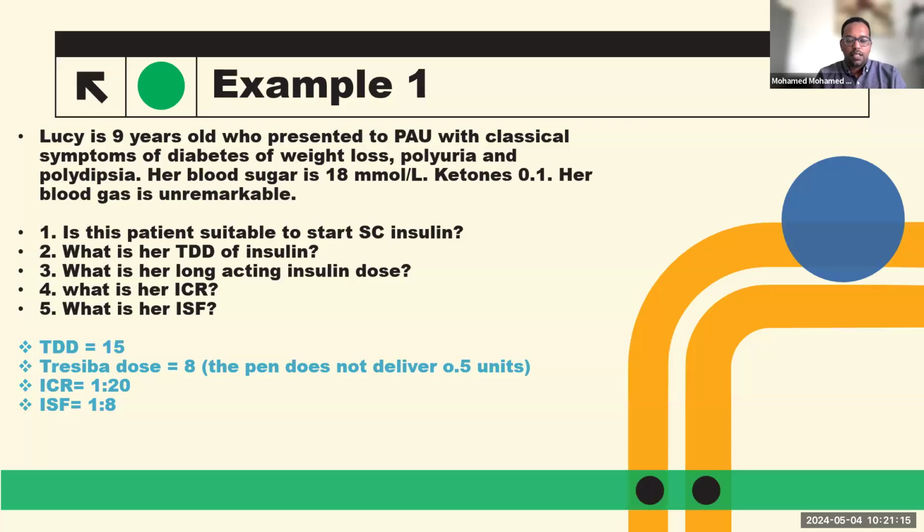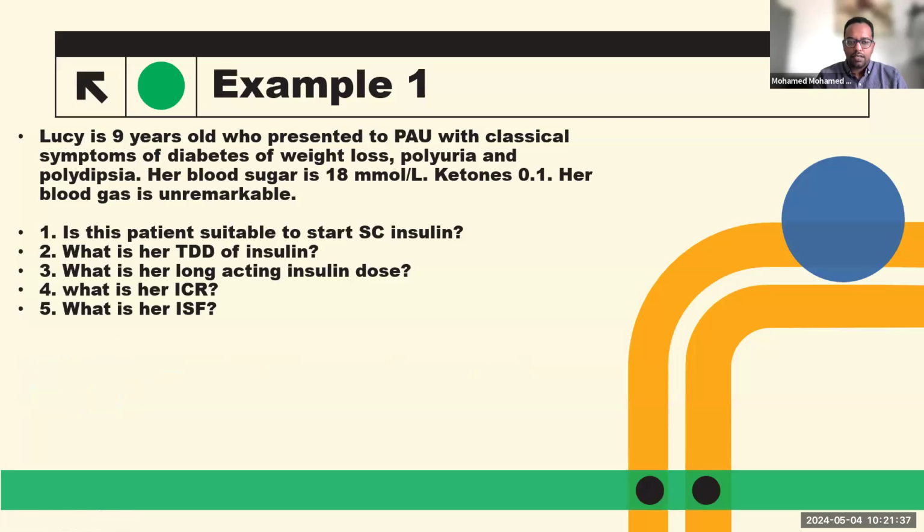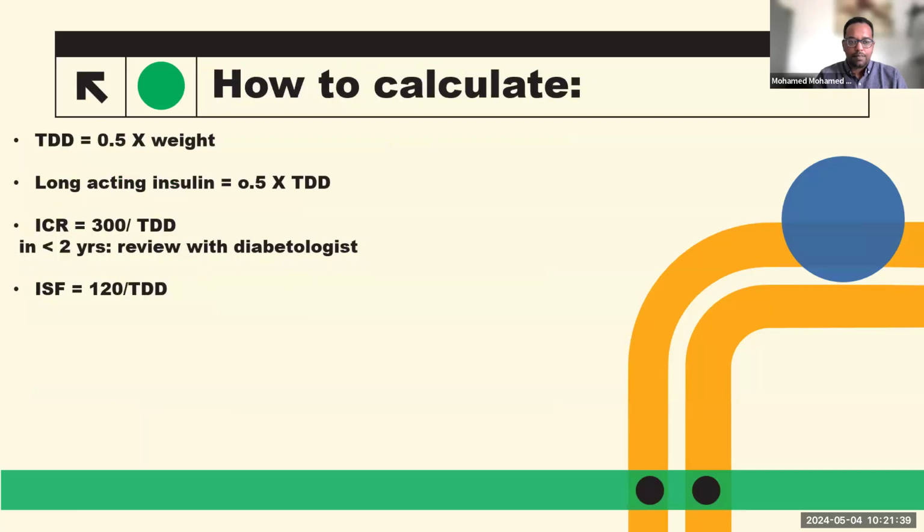Then the insulin carbohydrate ratio is 300 divided by your total daily dose. So 300 divided by 8 comes out to be 1 to 80. And the ISF is 100 divided by 8, which comes to 1 to 8. So all the values are here.